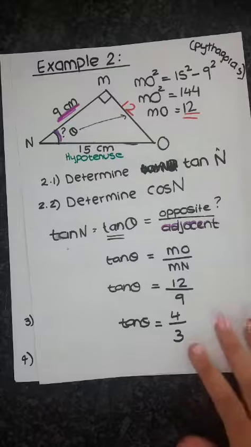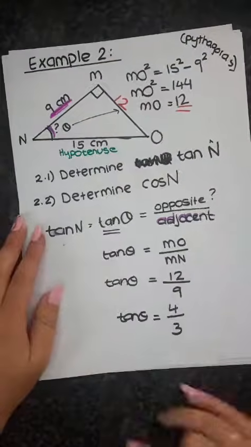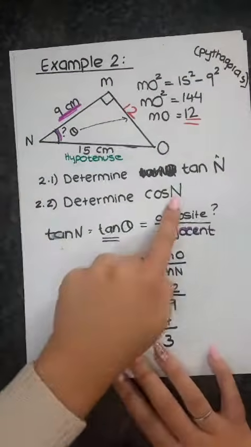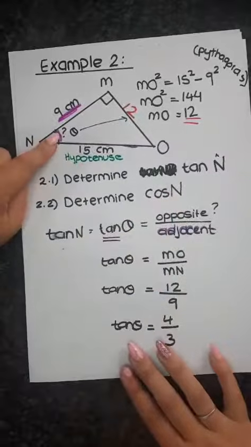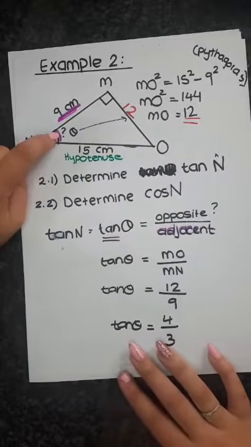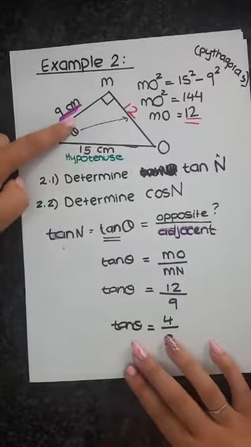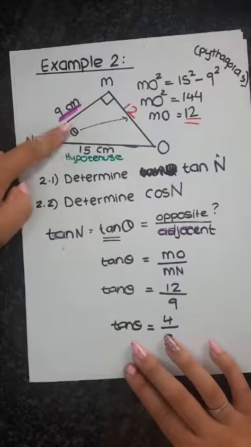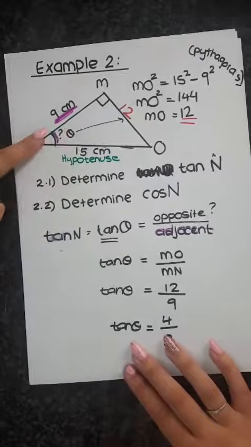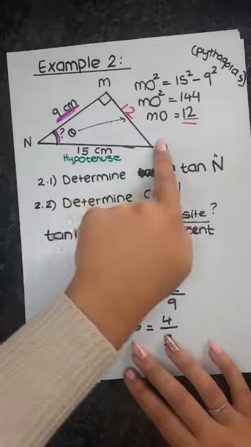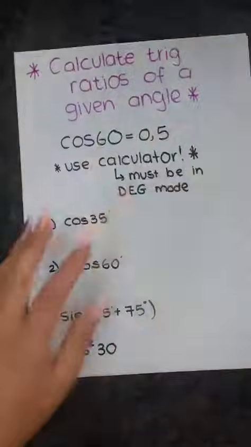I'm not going to do the next one in too much detail because I want to move on, but cos n. Cos is adjacent over hypotenuse. So if I look for cos n, adjacent to the n is 9 and hypotenuse is 15. Okay, so you guys should know how to do that.